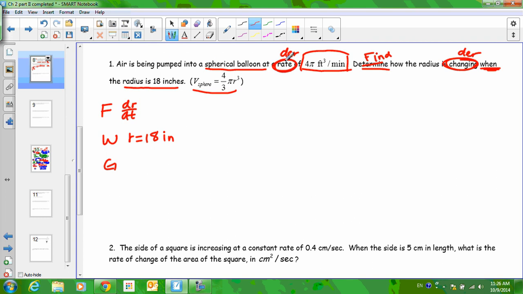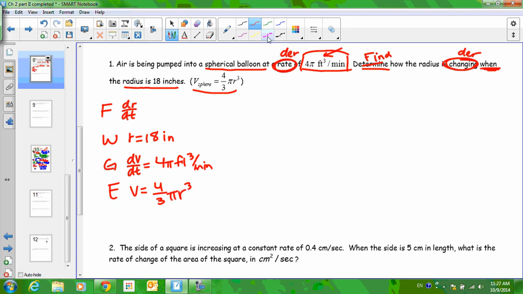So it doesn't say volume, but your hint that we're talking about volume is right here with this cubic. The other thing is, we're talking about air inside a balloon. That's going to be volume. So what they give us is dV over dt. The rate at which the volume is changing is 4 pi cubic feet per minute. And then they give us the equation, volume of a sphere, to be 4/3 pi r cubed.